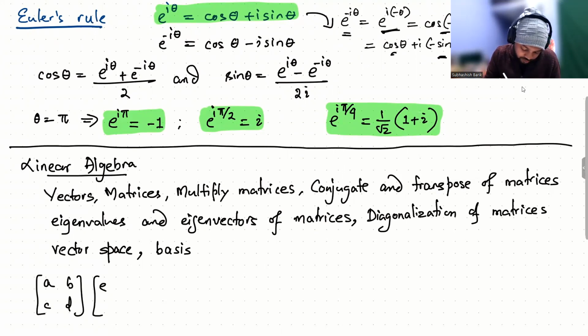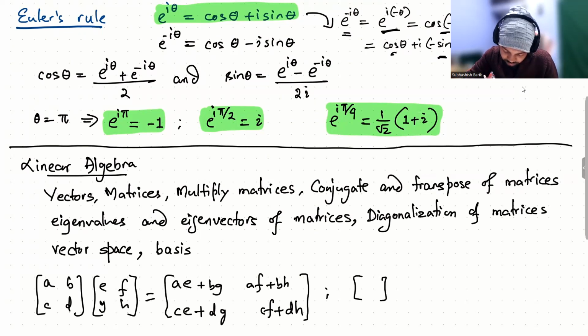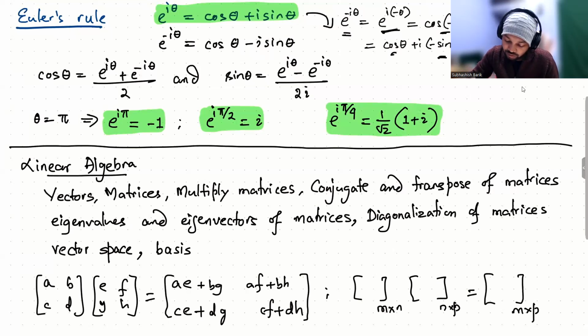If I'm multiplying A B C D with E F G H, then the first element would be AE plus BG. The second element would be AF plus BH. The third element would be CE plus DG. And the fourth element would be CF plus DH. This is how you multiply two matrices, right? And if I have a matrix of the order M cross N, then the other matrix must have the order N into something, say P, and this would give me a matrix of size M cross P.